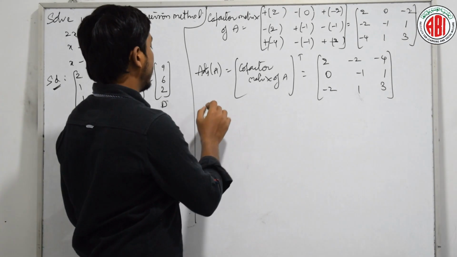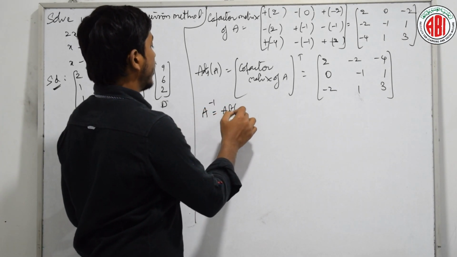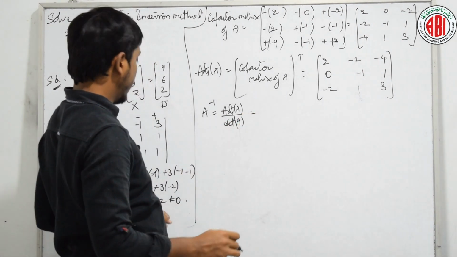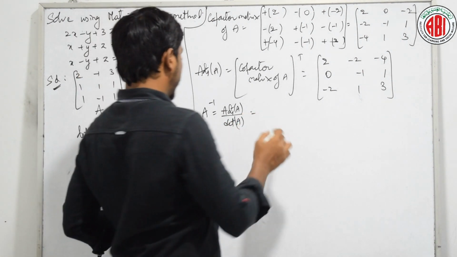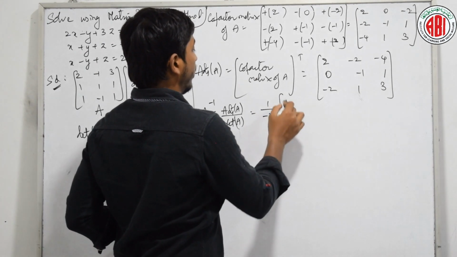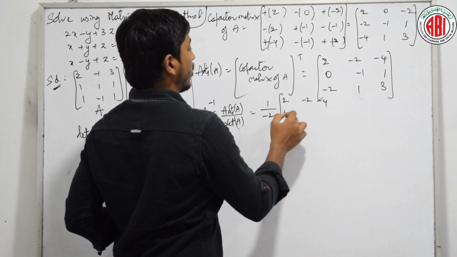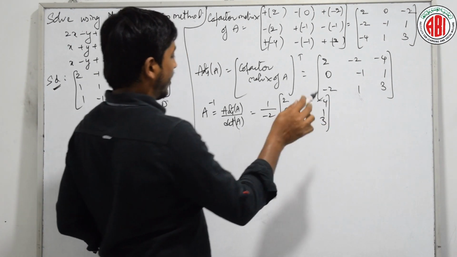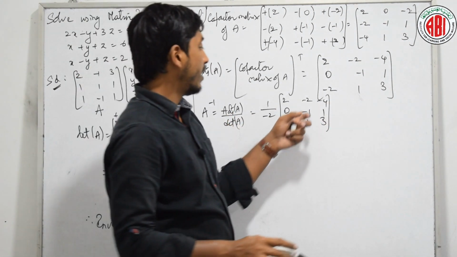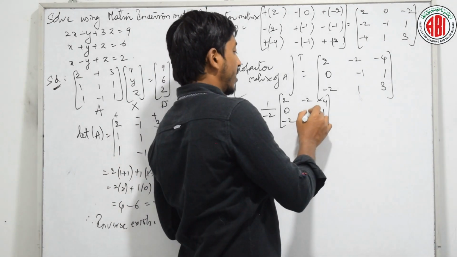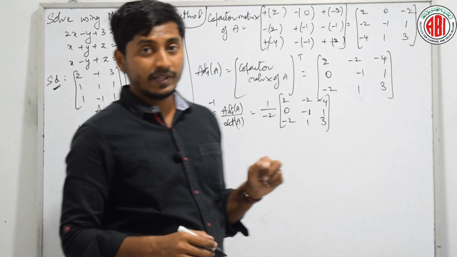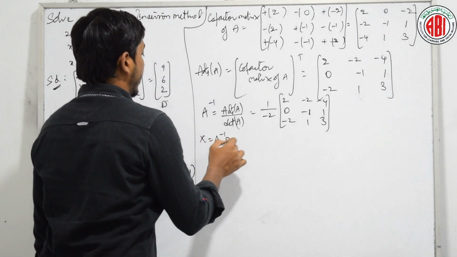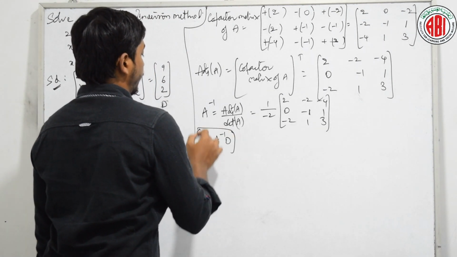What about A inverse? A inverse is adjoint A by det A. What is det A? Minus 2. That is 1 by minus 2 into the matrix 2, minus 2, minus 4, 0, minus 1, 1, minus 2, 1, 3. If you want to multiply the minus 2 inside, it's okay, but it's better if we multiply directly later. Is it fine? Let us find x, that is A inverse into D.